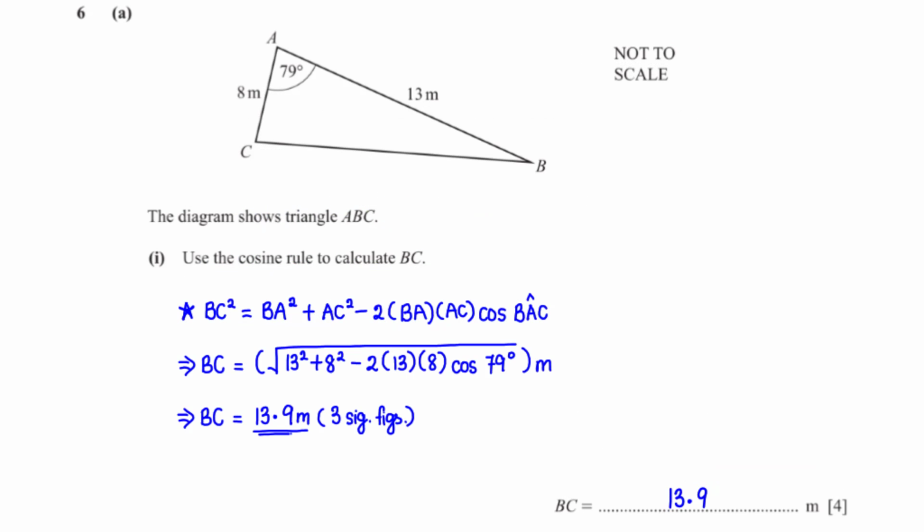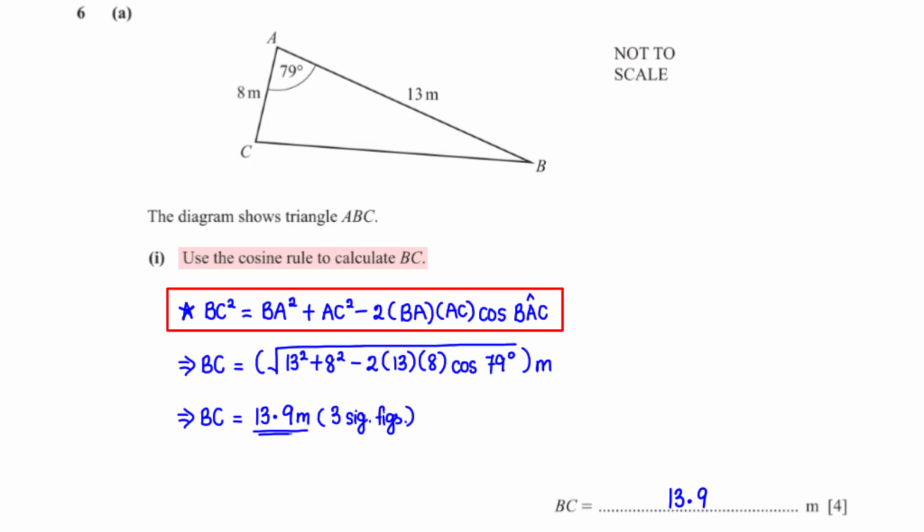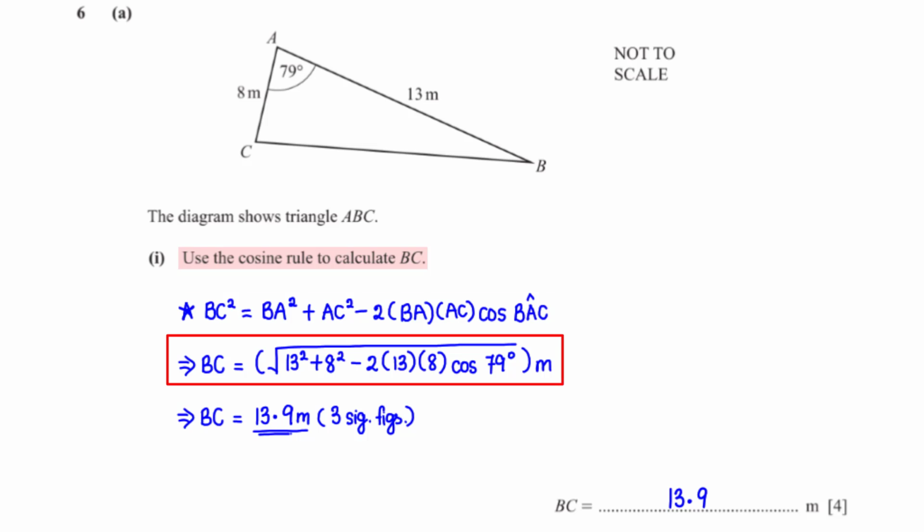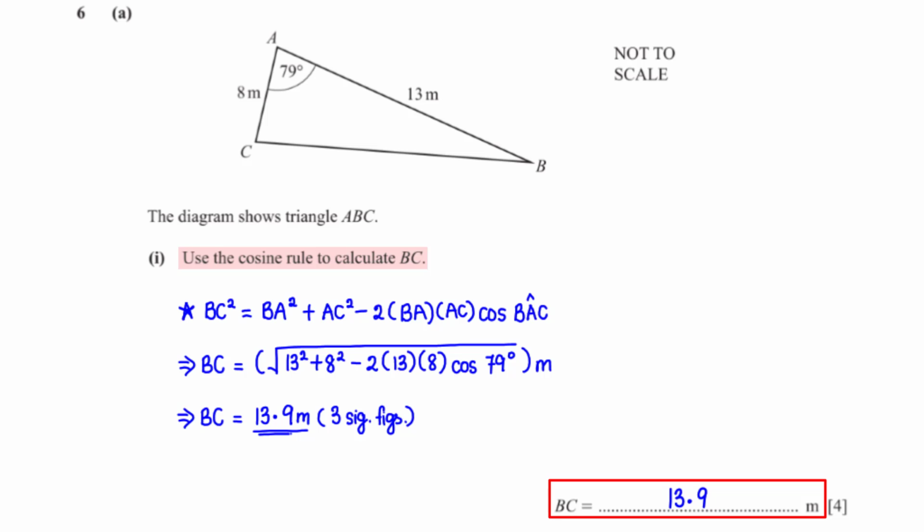The diagram shows triangle ABC. Use the cosine rule to calculate BC. When we apply the cosine rule to the triangle, this is what we get. BA is 13 meters, AC is 8 meters, and angle BAC is 79 degrees. When we plug in these values into the equation and make BC the subject, this is what we have. When we type this into the calculator, we get 13.9 meters rounded to 3 significant figures.